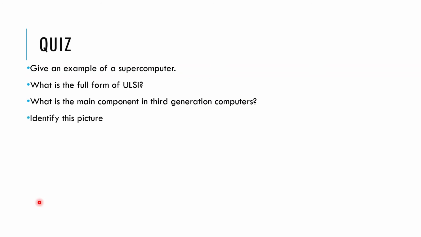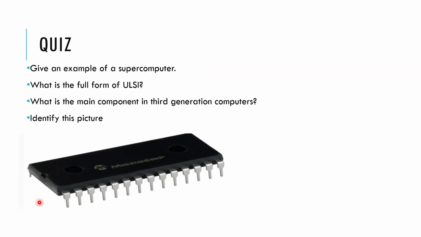Now, time for a short quiz. First one I have for you is: give an example of a supercomputer. The second one: what is the full form of ULSI? Third one: what is the main component in the third generation computers? Now you need to identify this picture for me. What is this picture?